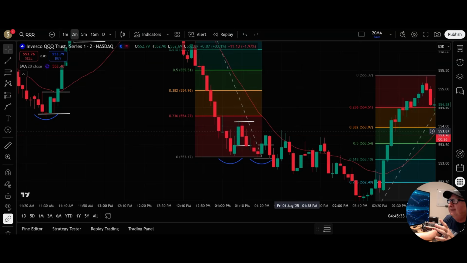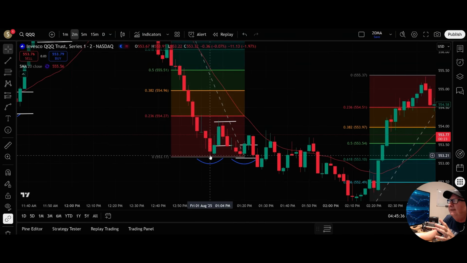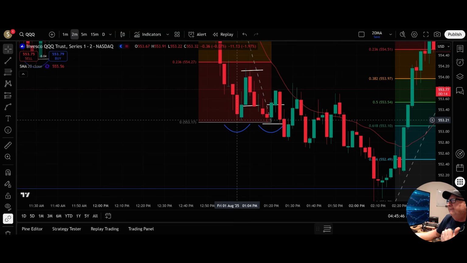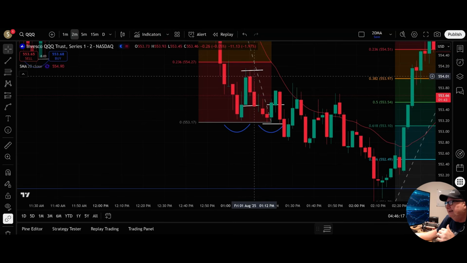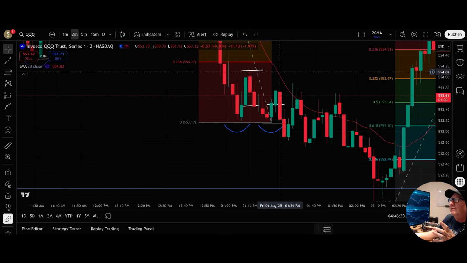But what happens here is we get a tweezer bottom. Here the low was 553.22, and here the low was 553.20. So now I'm taking a long position above this tweezer bottom. I'm taking the position here as this candle starts forming. I got long there off of this tweezer bottom. And I actually exited here as these two topping tails formed.